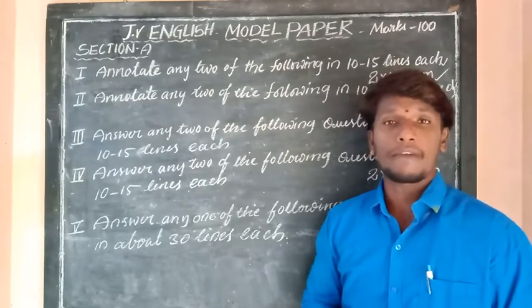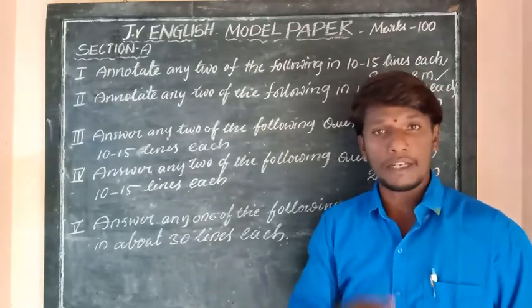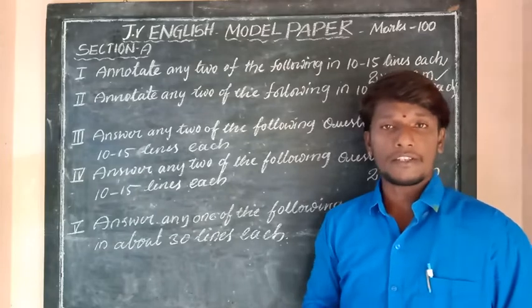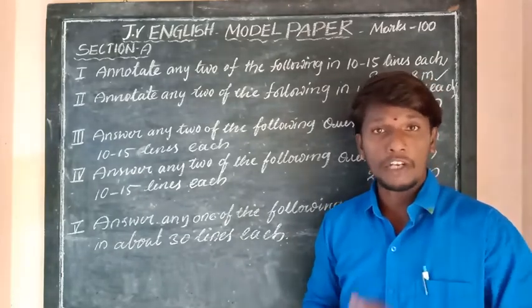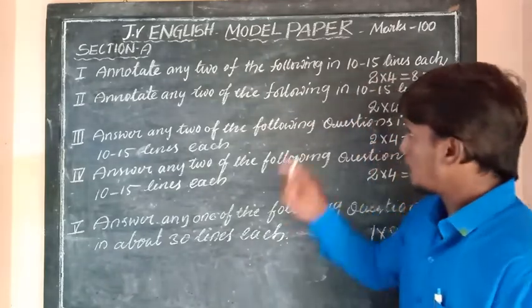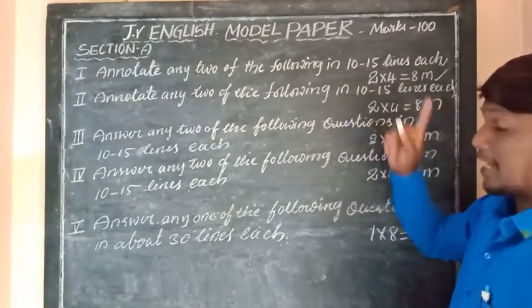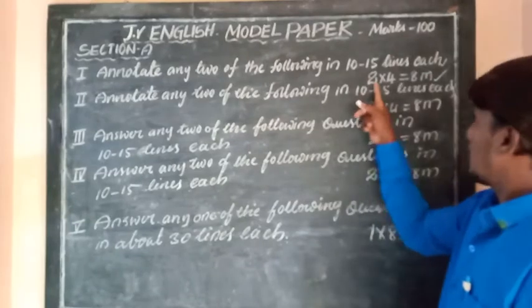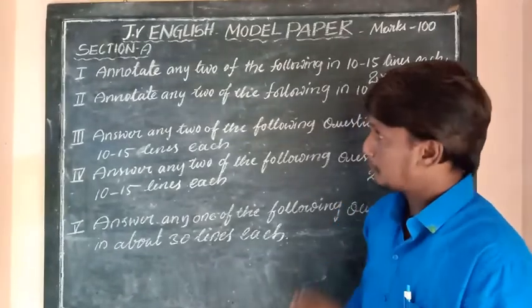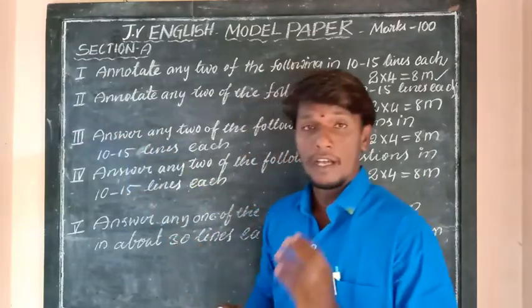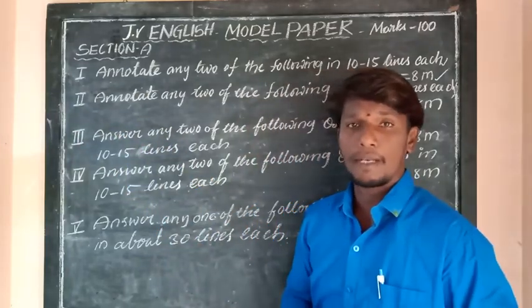You will be given 4 annotations from the prose lessons. Out of 4 annotations, you select any 2 which you like most or which you prepared most. Each annotation carries 4 marks. Therefore 2 into 4 is equal to 8 marks. Okay, next, let's move on to Roman number 2.